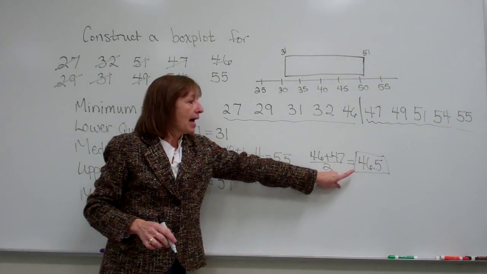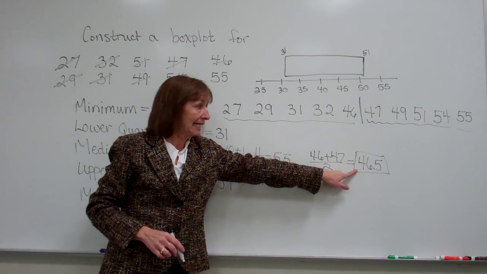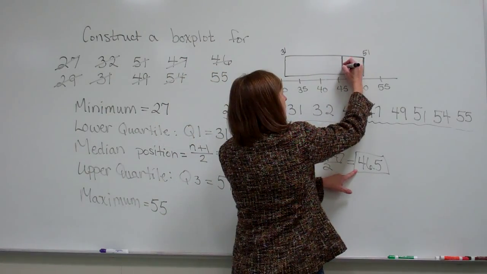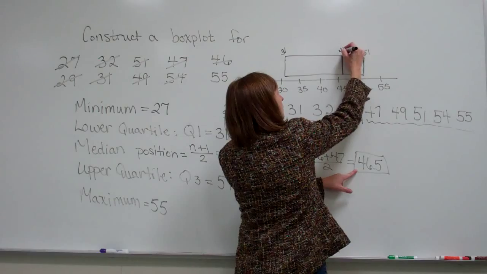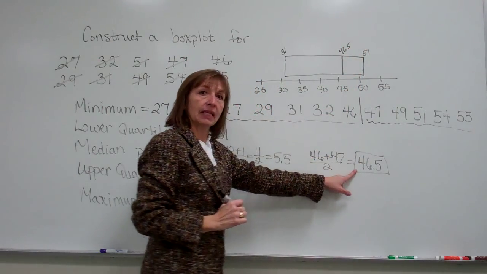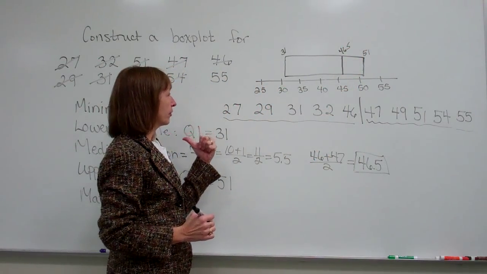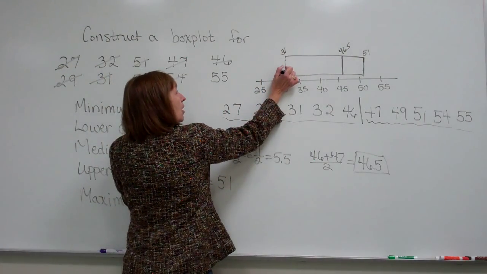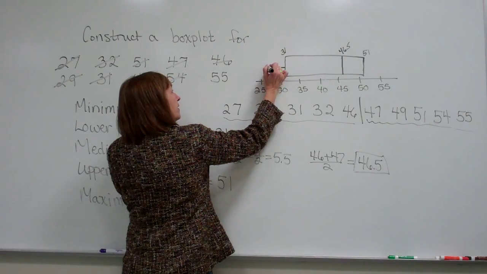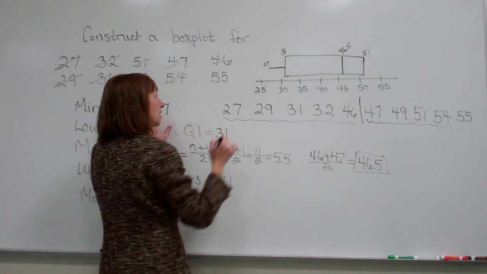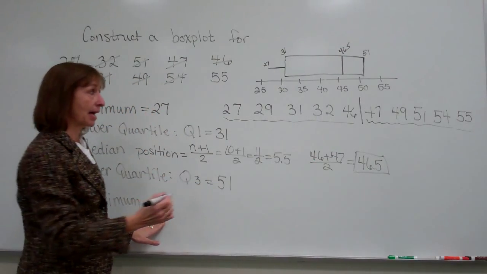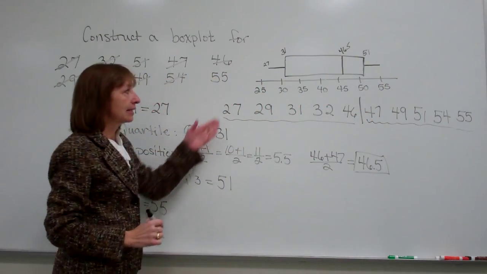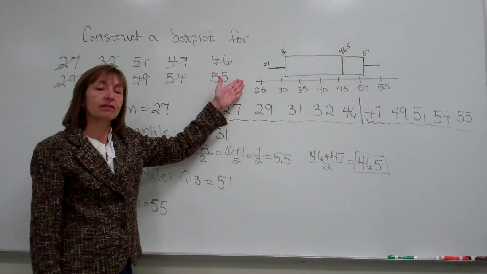Now in the box, I'm going to put a vertical line where the median is. So at 46.5, we're going to put a vertical line to show where the median hits. And then we just draw a horizontal line down to the minimum value. So we're going to draw a horizontal line down to 27 and a horizontal line up to the maximum value, 55. And that completes the diagram that's called a box plot.